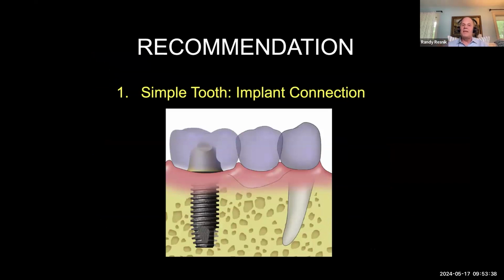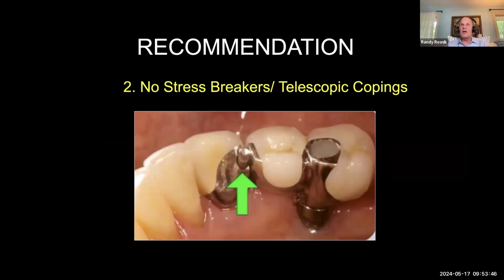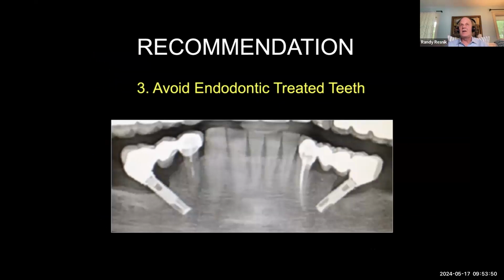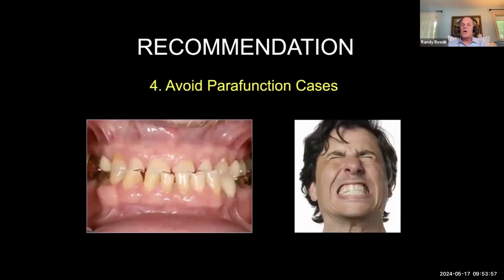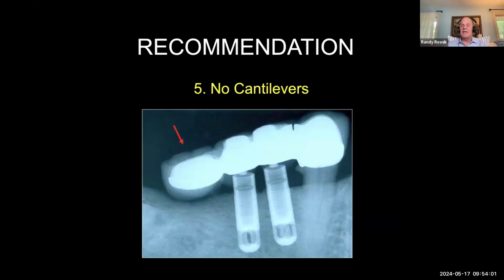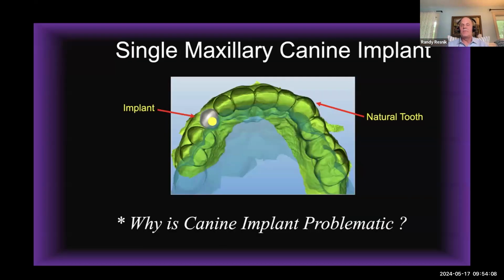So the recommendation, very quickly: simple tooth to implant connection. You want just one implant, one tooth, one pontic, no stress breakers, no telescopic copings, just a rigid connector. When you evaluate the abutment teeth, you want to avoid endodontically treated teeth, avoid parafunctional cases, no cantilevers. So again, just one implant, one tooth, one pontic in between.